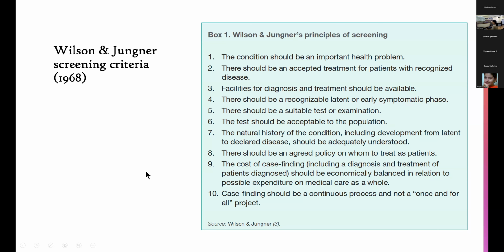Broadly, there are 10 questions. The condition should be an important health problem. There should be an accepted treatment. There should be facilities for diagnosis and treatment. There should be a recognizable latent phase. There should be a suitable test. The test should be acceptable to the population. The natural history of the condition should be well understood.